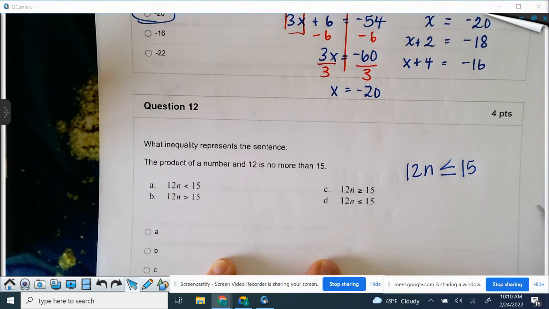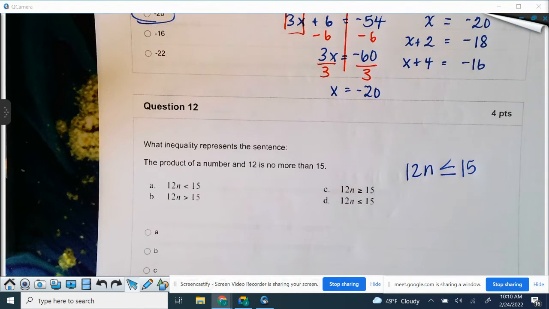So no more than. The way I think about that, you're going to come over and mow somebody's lawn, and they say I'm going to pay you no more than $15. But that means they could have paid you $15. They also could pay you $5, $7, $10, just depending. But you're not going to make more than 15.